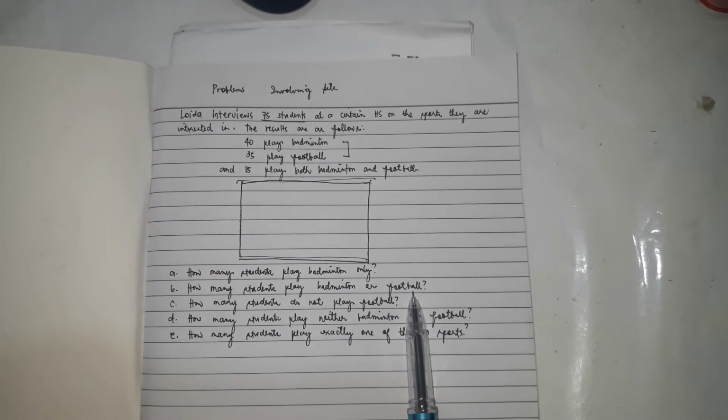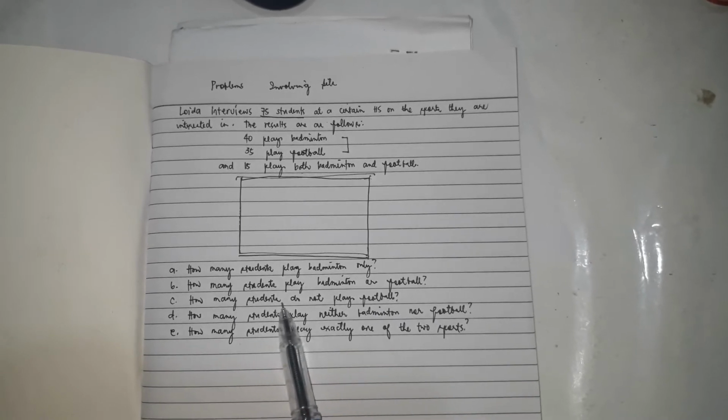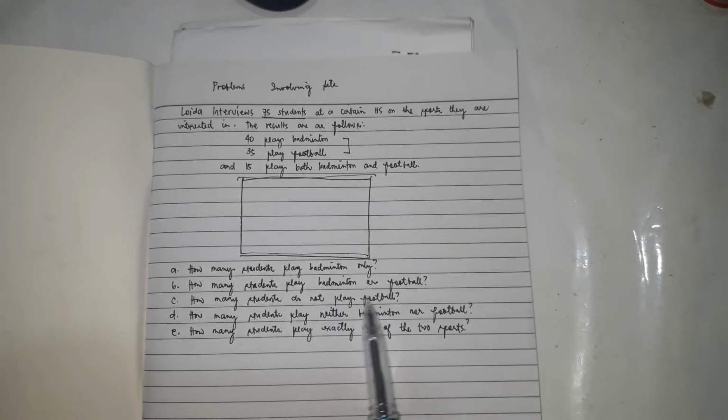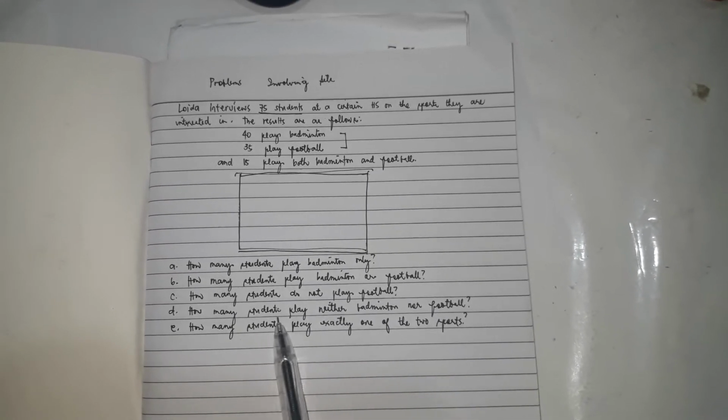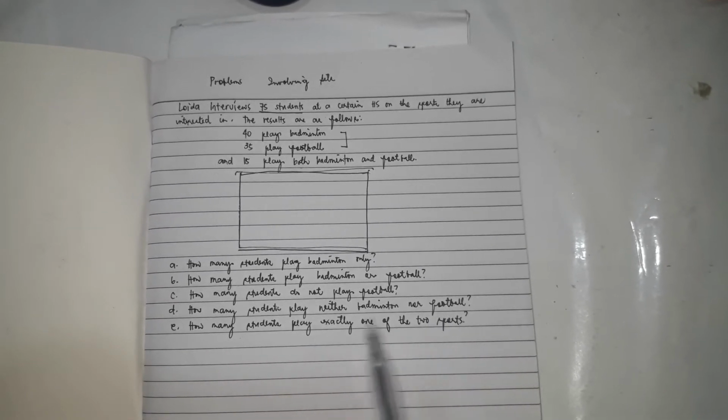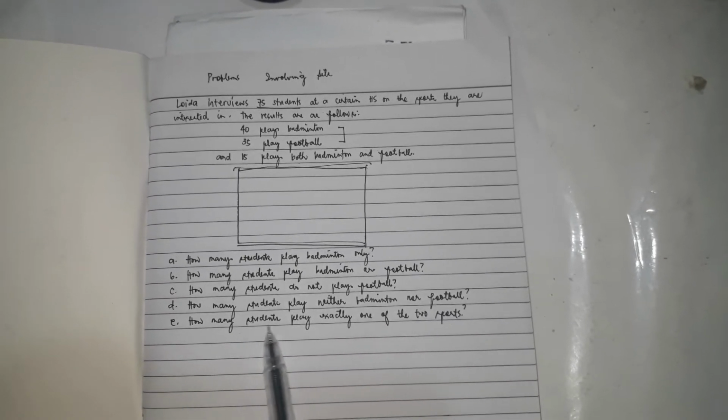The first question is, A, how many students play badminton only? B, how many students play badminton or football? Letter C, how many students do not play football? And letter D, how many students play neither badminton nor football? And letter E, how many students play exactly one of the two sports?